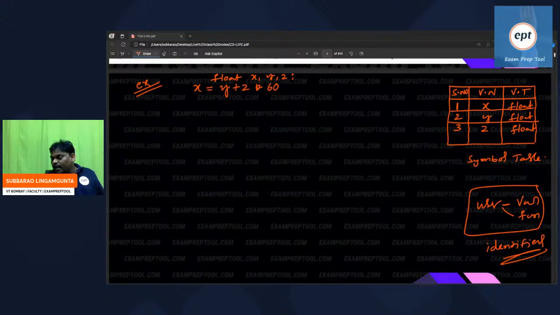So the symbol table contains user-defined variables and user-defined functions. The things which are given by the user will be stored in the symbol table. Some people are asking, sir, because operators and keywords are fixed, where will they be stored? If it is the C language, the Turbo C compiler, they will be stored inside the compiler.